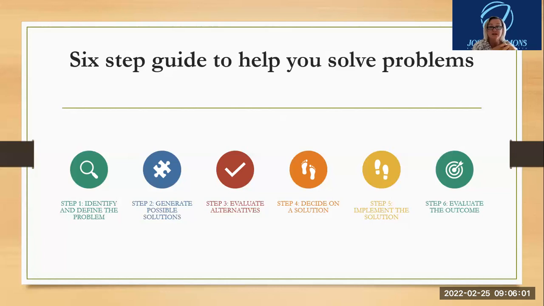If you're not pleased with the outcome, return back to step 2, which is generate possible solutions, and brainstorm them again, revise the existing solution and repeat the remaining steps. So go back through 3, 4, 5 and 6, and just keep doing that as a process of how to solve problems.